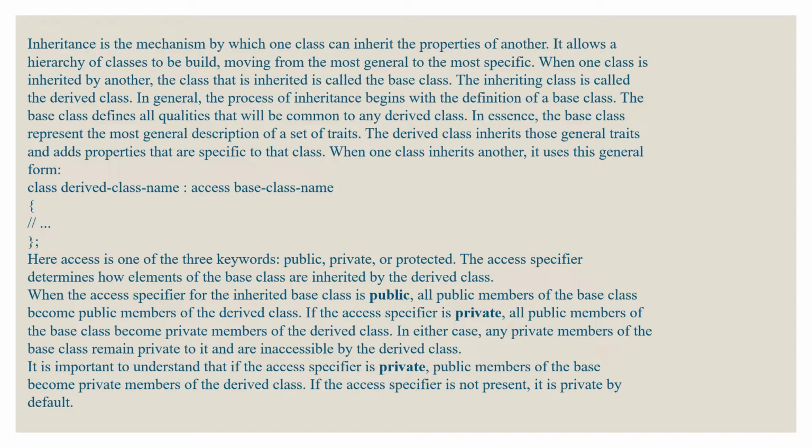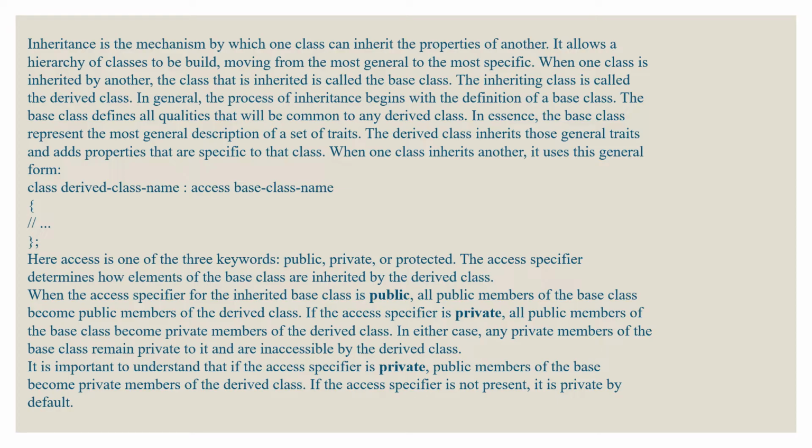So through the inheritance concept we generally move from most general to most specific. When one class is inherited by another, the class that is inherited is called the base class, and the inheriting class is called the derived class, as we have already seen. Now we are going to see how we will write this in a program.